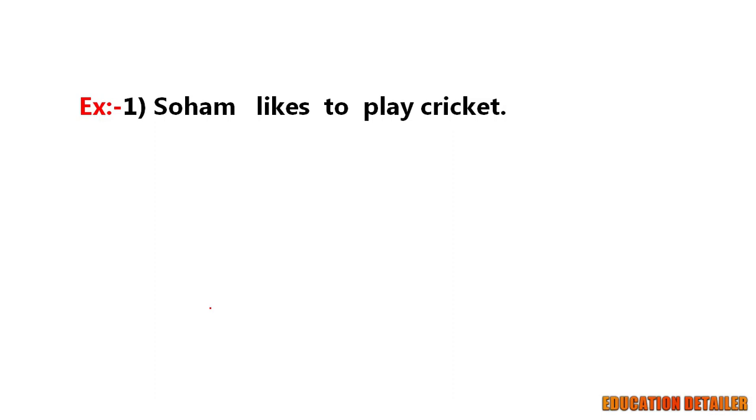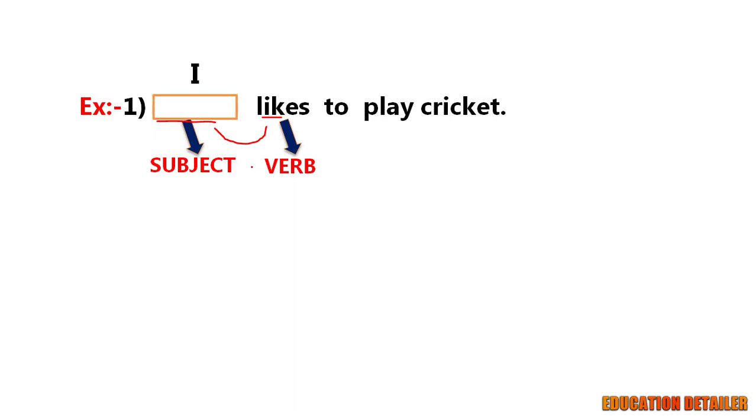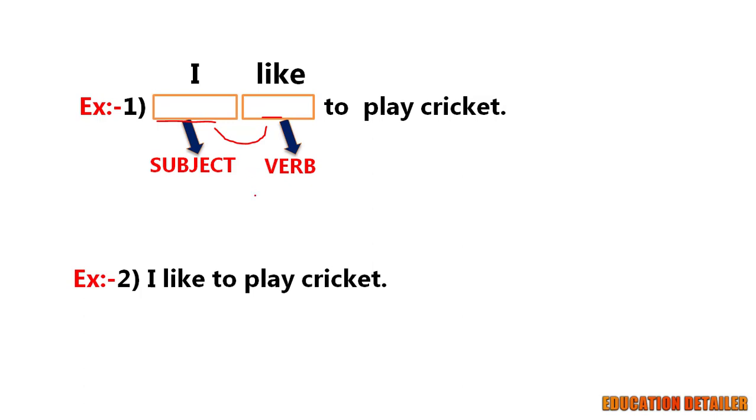Soham likes to play cricket. Here, Soham is a subject and likes is a verb and it agrees with the subject. Because when we change the subject to I, we need to change the verb to like. Likes becomes like. I like to play cricket. As the verb like shows tense and it is changed to match with the subject, hence it is called a finite verb.